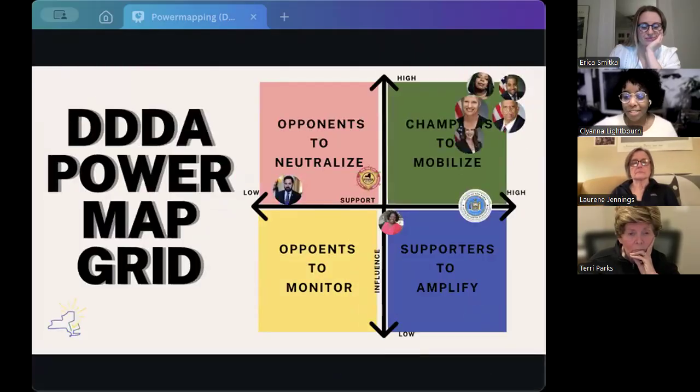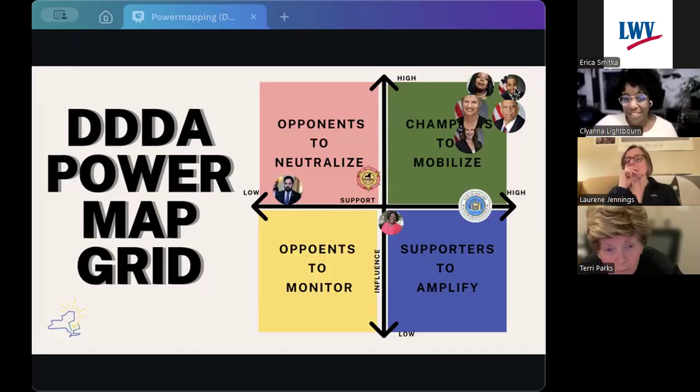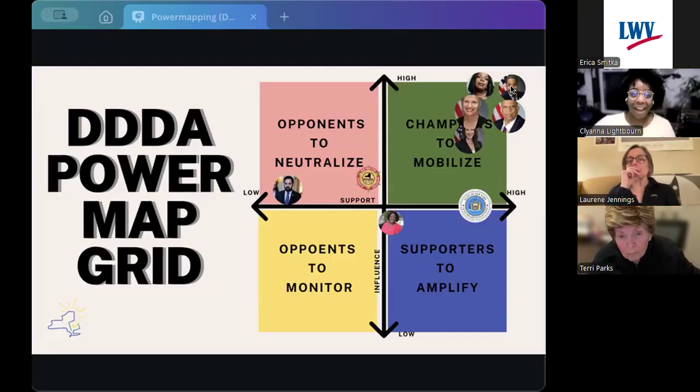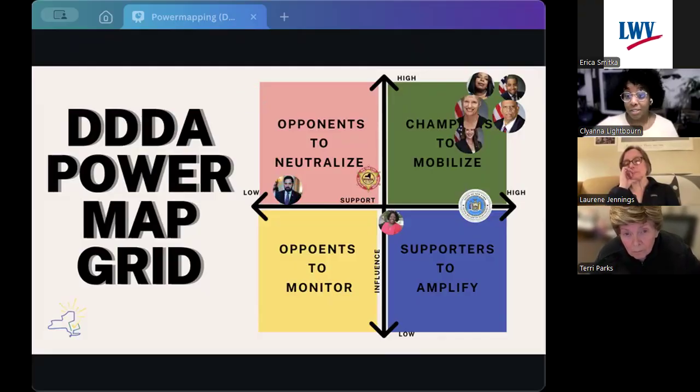So when we put this into practice with DDDA, this is what our campaign map looks like. As you can see at the top, you might not be familiar with the faces, but I'm familiar with these names. This is Assemblymember Latrice Walker and Senator Myrie. Both of them are the sponsors of the bill. So right now, they're the champions when it comes to the floor, working to get this bill passed and helping us get co-sponsors and more people to support the bill.